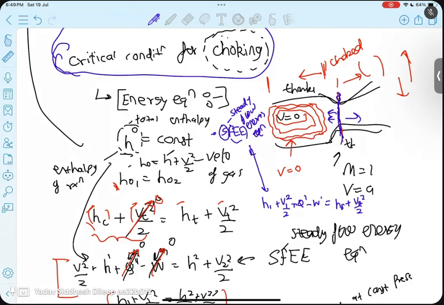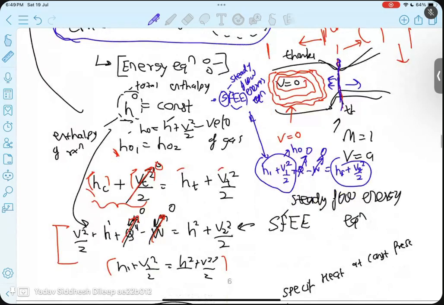Now, there is no work done. That is the first assumption. Second assumption, we took the condition to be adiabatic. Adiabatic conditions mean no heat transfer. This is 0, this is 0. The equation simplifies, and this whole term together is called H naught. So it means H naught 1 equals H naught 2.